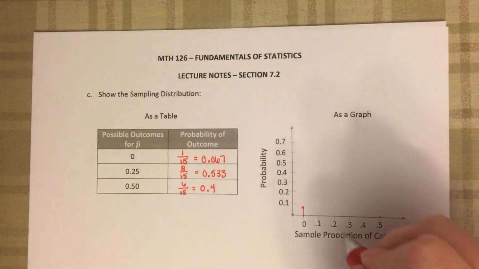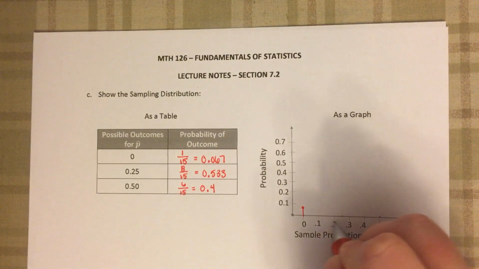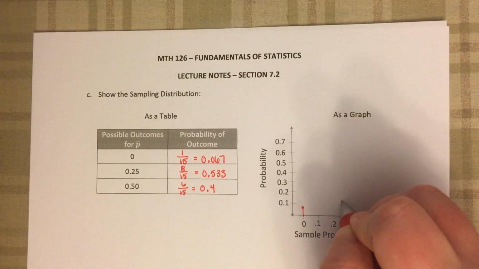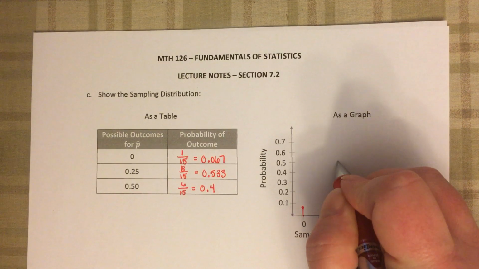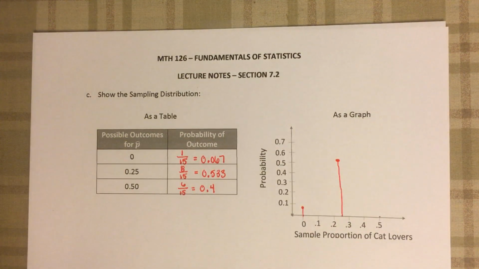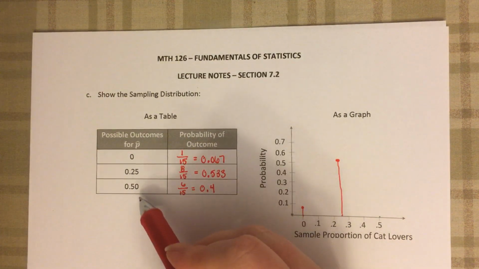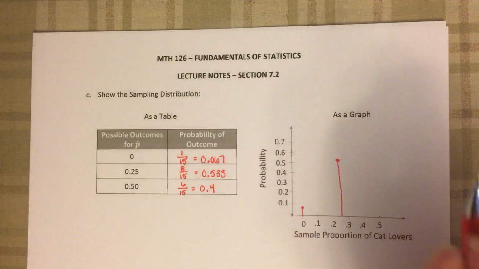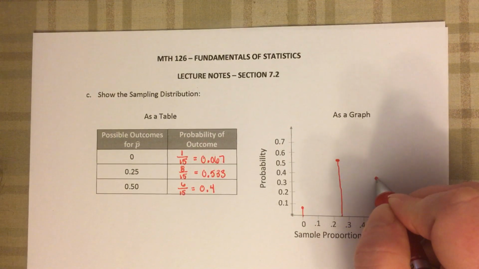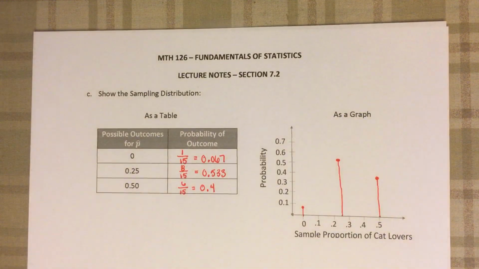Right, 0.25. Well, on our sampling distribution line down here, 0.25 would be here, and we're going up to 0.533. So we're going to draw a vertical line up just a little bit past our 0.5. And then our possible outcome of 0.50, we're going to draw a vertical line up to 0.4. So our probability distribution we can represent as a table. We can also represent our probability distribution as a graph.